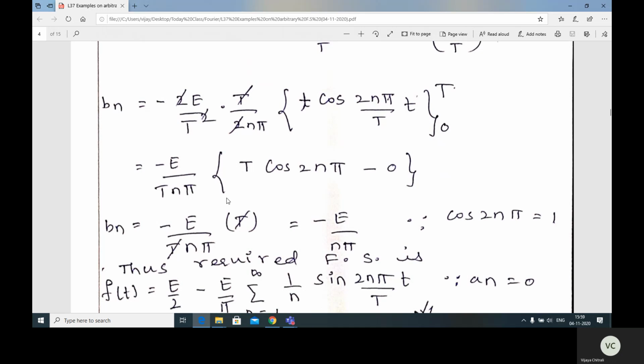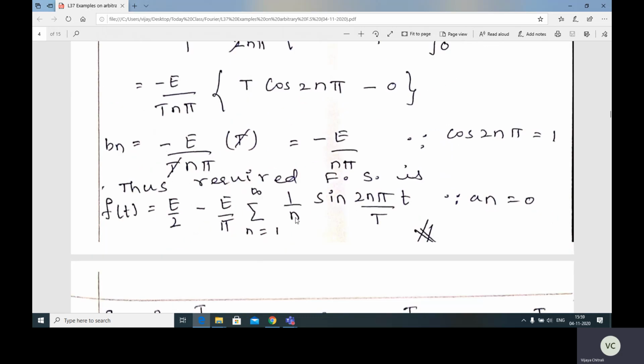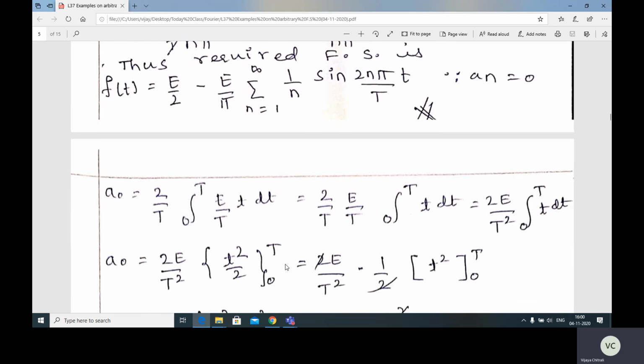Now here, minus E T n pi, cos 2n pi is 1. So 1 into capital T is capital T. So these two get cancelled, TT gets cancelled. So we get here minus E divided by n pi. Thus the required Fourier series is f of t equals a naught by 2, and a naught by 2 is E by 2, minus E divided by pi, summation of n equal to 1 to infinity, 1 by n sine 2n pi t divided by capital T, because an is 0. So this will be the required series.